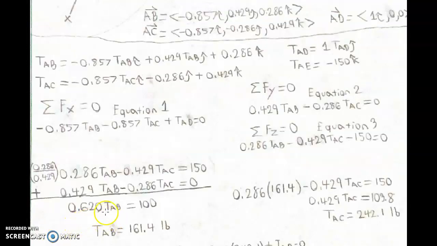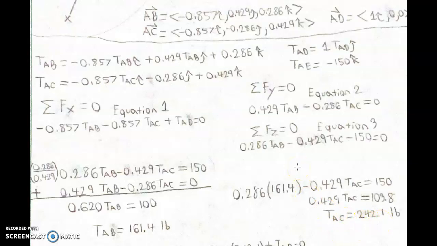And now from this, when we divide 100 by 0.620, we find that TAB is equal to 161.4 pounds. Now that we have TAB, we can plug this back into our equation 3 to solve for TAC. So we plug in 161.4 over here. Do the math. We'll get 0.429 TAC is equal to 103.8, and so TAC will then be equal to 242.1 pounds.